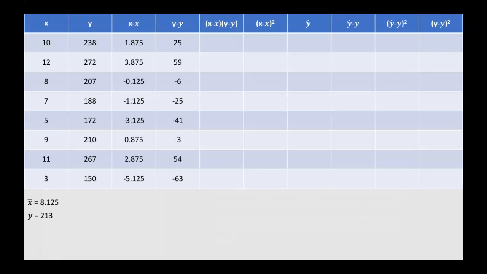Now, why did we do this work? Well, because we eventually are going to need the sum of our fifth column here. The column that's the x minus x bar times y minus y bar. We eventually have to sum up that column. So we had to do x minus x bar and y minus y bar individually to help us now be able to solve this piece. So your next column is just x minus x bar times y minus y bar. So for the first value, it would be 1.875 times 25. Then we would do 3.875 times 59. And we will end up with numbers like this.